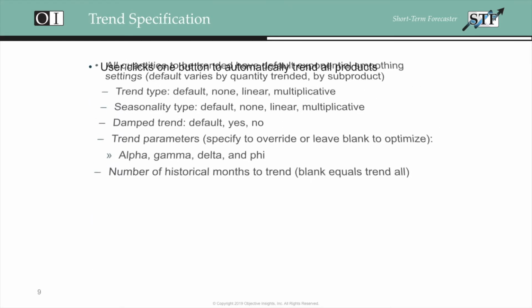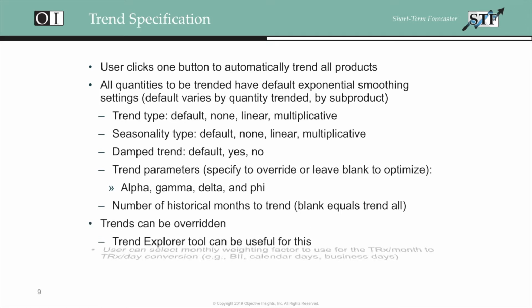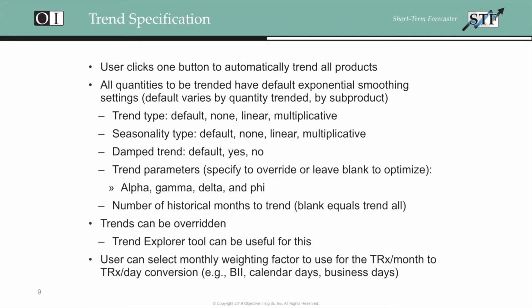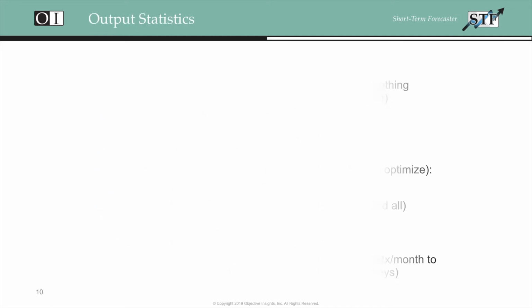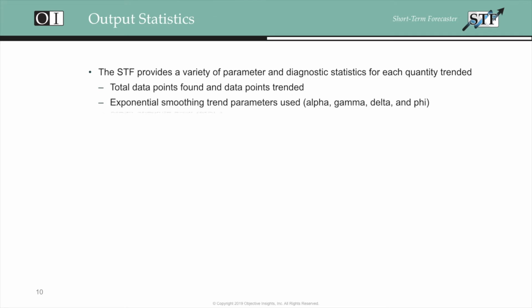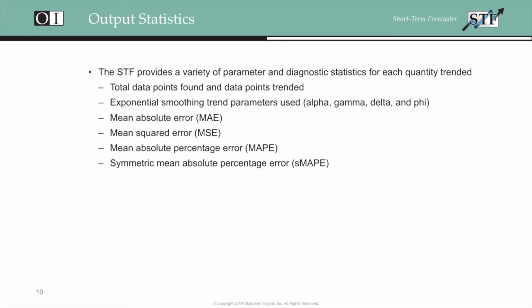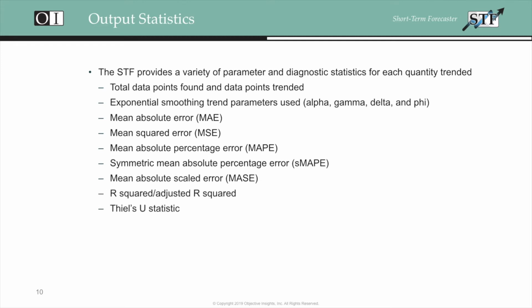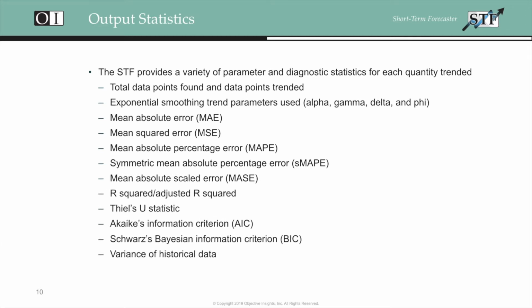So we're not going to get into this in great detail, but basically the trend is automatically generated in the model, but it can be specified. The trend parameters can be specified directly if a different type of trend is desired. And there are a number of output statistics so that you can see how well the trend is working, and you can also determine how it's looking at the input data. And we'll get into that in more detail in another lecture.